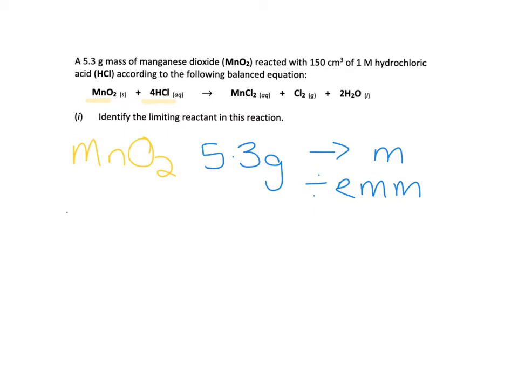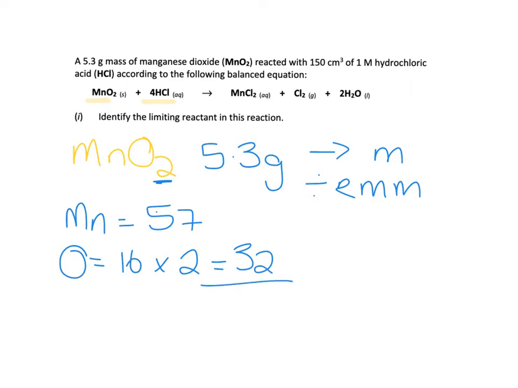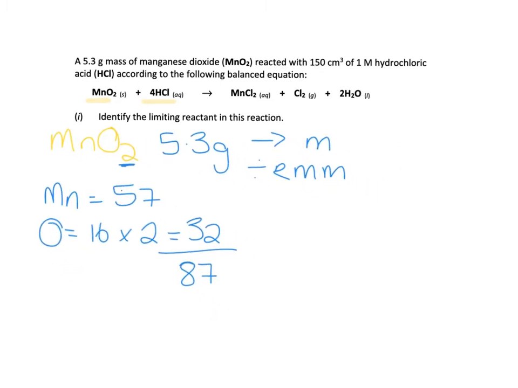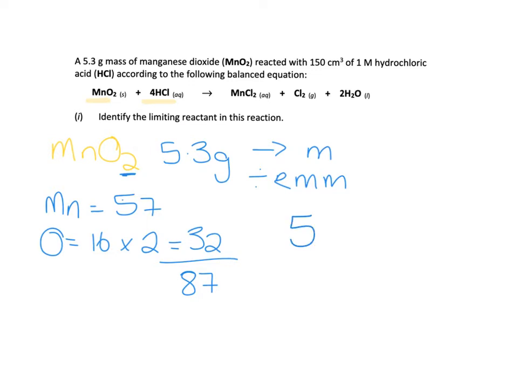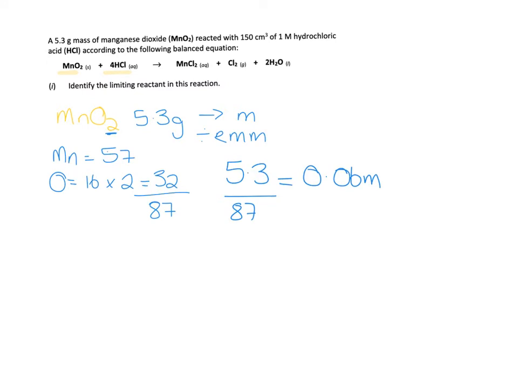So the relative molecular mass of manganese is 57 and I only have 1. Oxygen, we should all know by now, is 16, but with oxygen I have 2, it tells me in the formula, so that's 32. So I add both of those figures together, and when I do that I get 87. So to complete this calculation then, I take my 5.3 grams, I divide it by my 87, and I get an answer of 0.06 moles.